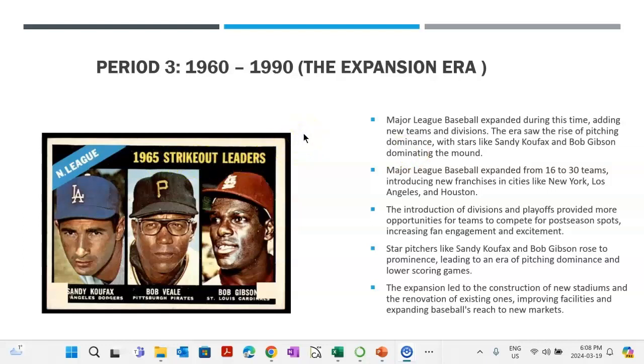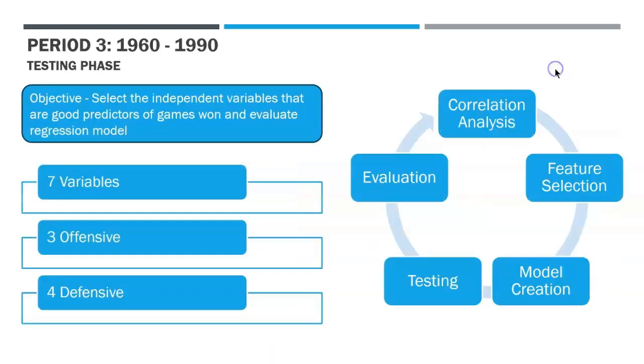Also, pitching dominance led to low-scoring games. In addition, the expansion era led to the construction of new stadiums and the renovation of existing ones. It improved the facilities and expanded baseball's reach to new markets.